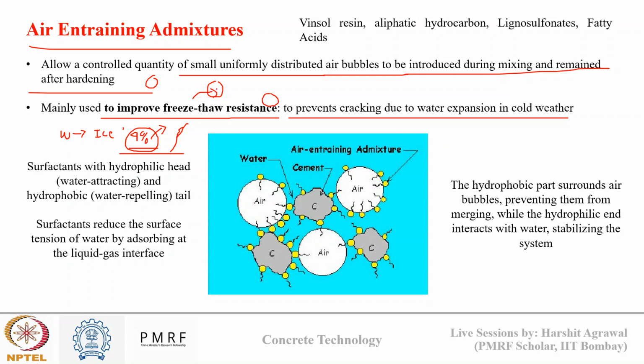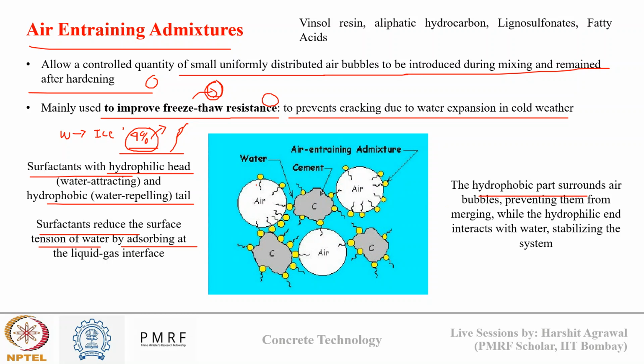Okay, the expansion volume, it will bear the expansion volume and it won't allow concrete to crack. Okay, how do they function? Again, they have a hydrophilic head and a hydrophobic tail, just like dispersing agents. These are also surfactants with a hydrophilic head and hydrophobic tail. So they reduce the surface tension of water by absorbing on the interface. At the hydrophobic part, it surrounds the air bubble.